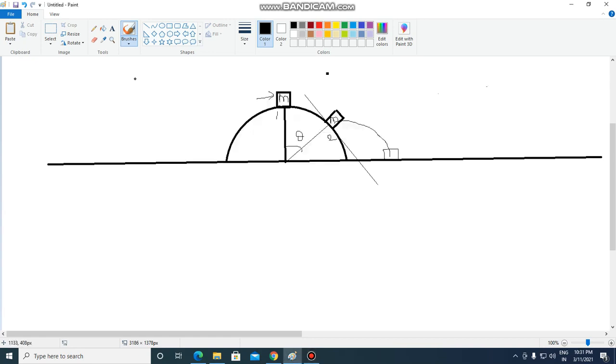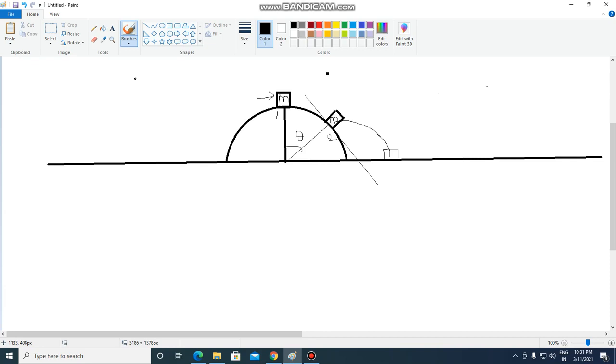Hello friends, today we are going to discuss a very interesting problem. This problem comes from the topic of conservation of energy. The problem is very simple, a very classic problem. Imagine there is a hemispherical dome on which a mass m is resting on the top.